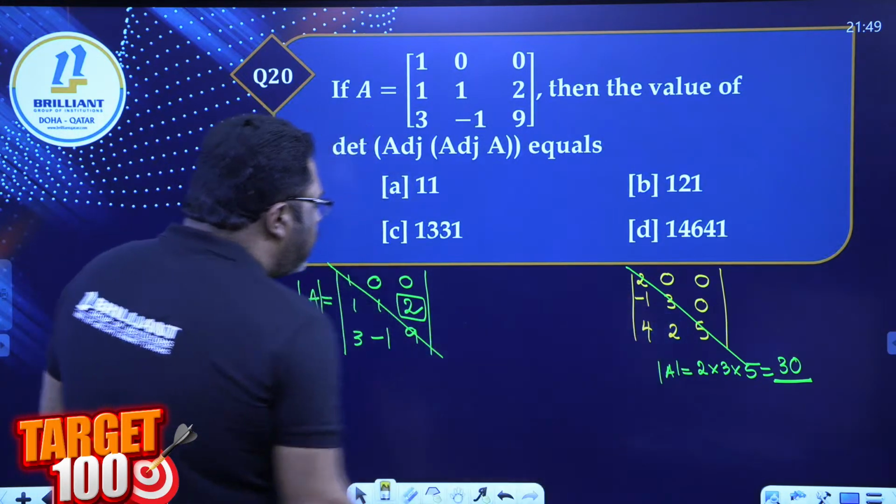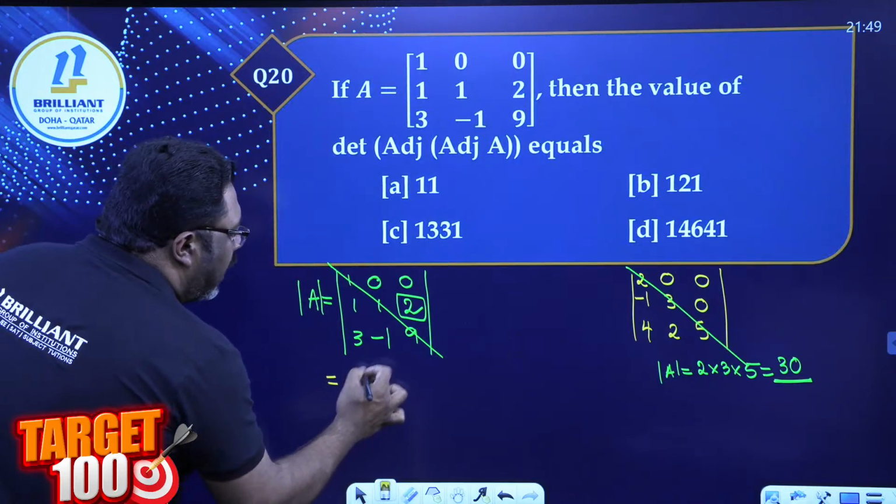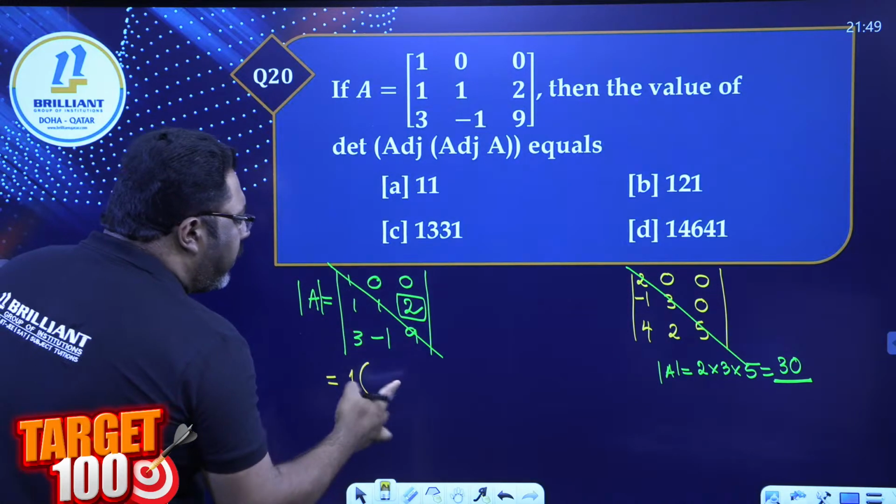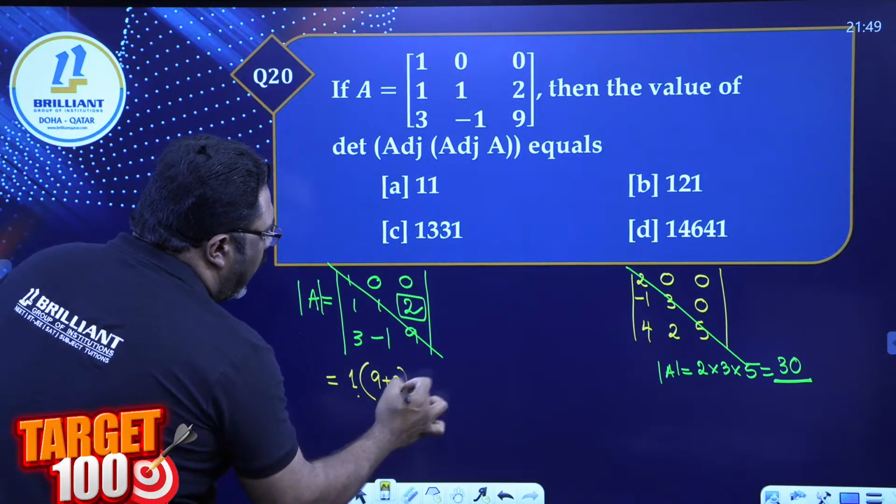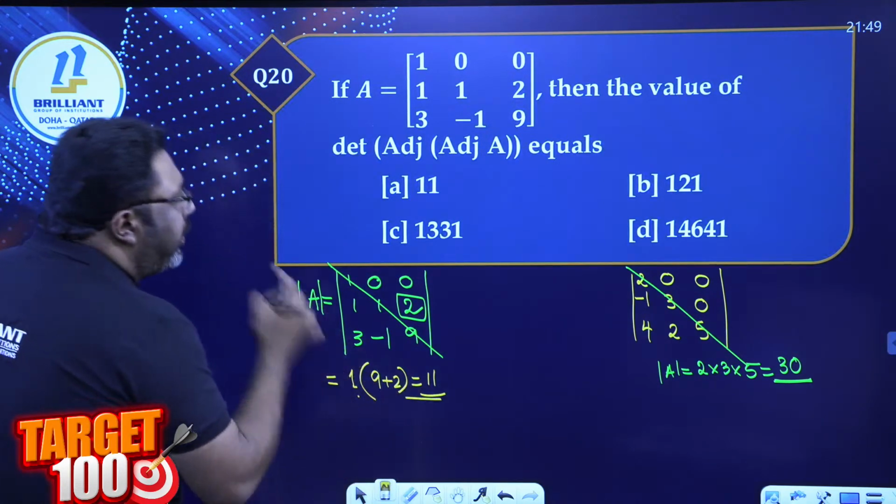Can you help me find the determinant? It's going to be 1. The other two elements in the first row are 0, so forget about it. 9 plus 2, the answer is 11. So determinant of A is 11.